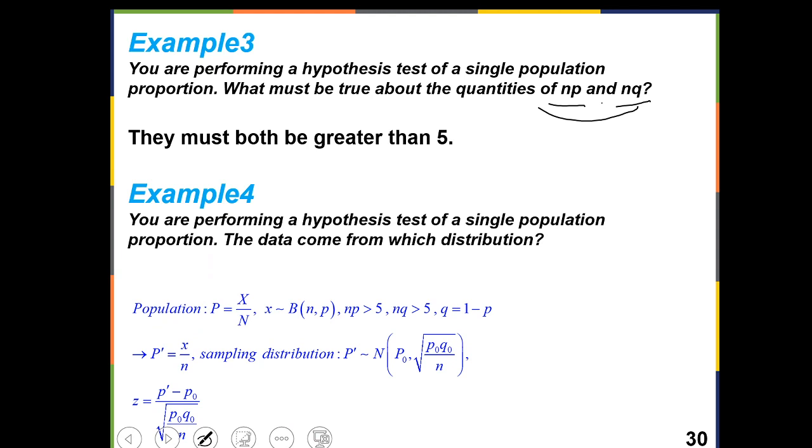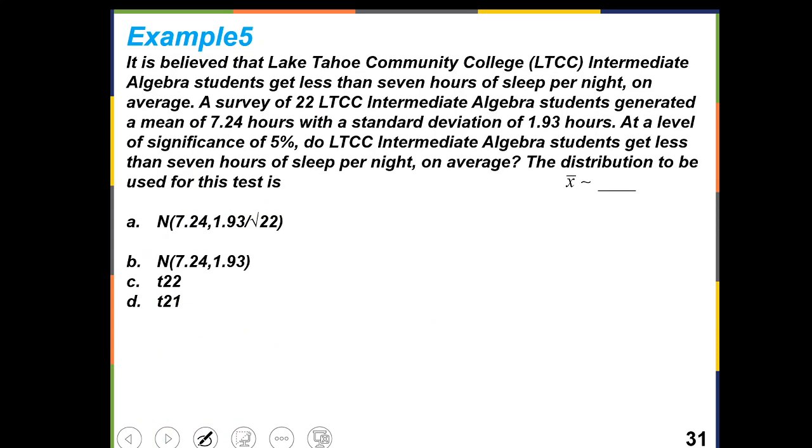You're performing a hypothesis test of a single population proportion. The data come from which distribution? Well, binomial. X has to be binomial.